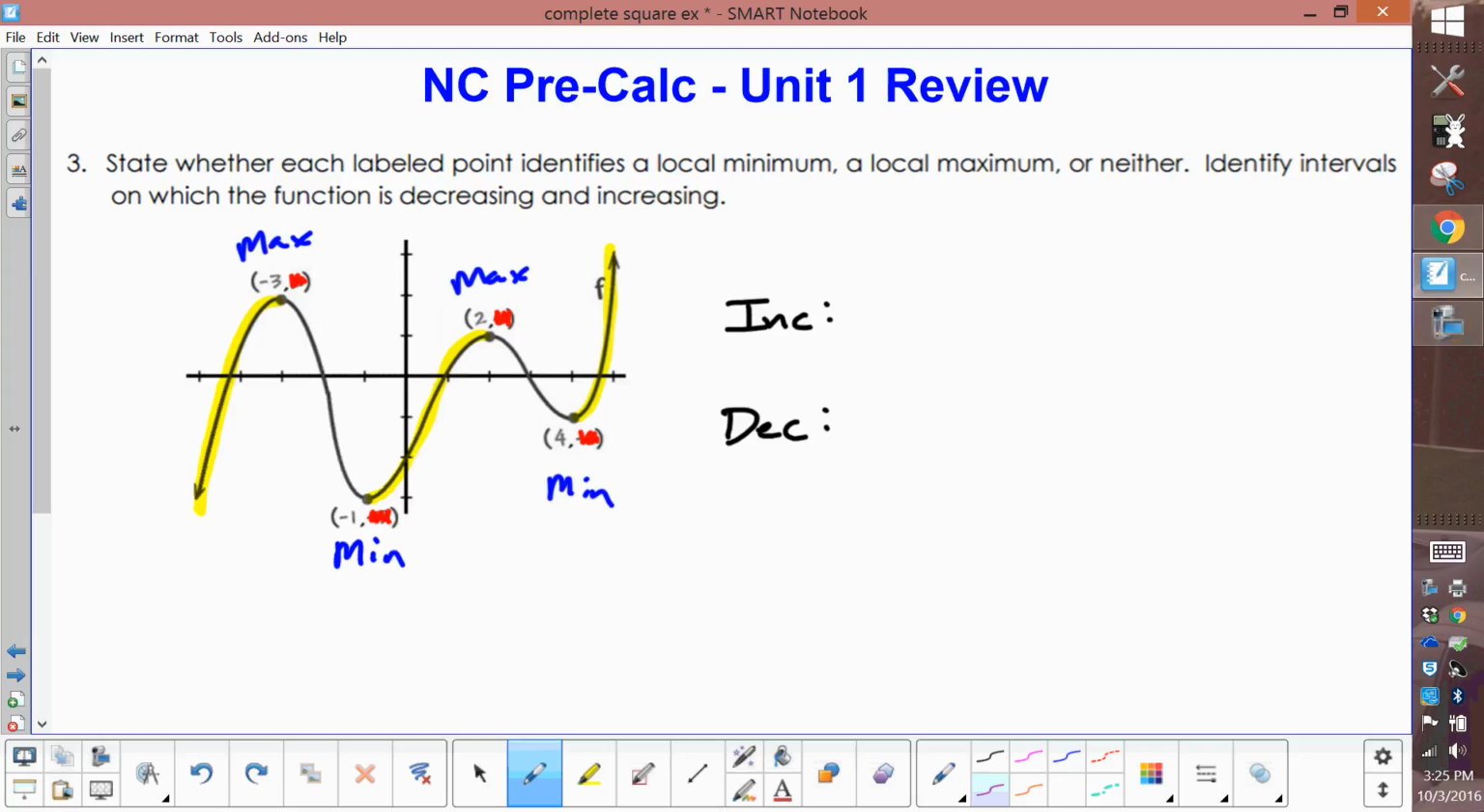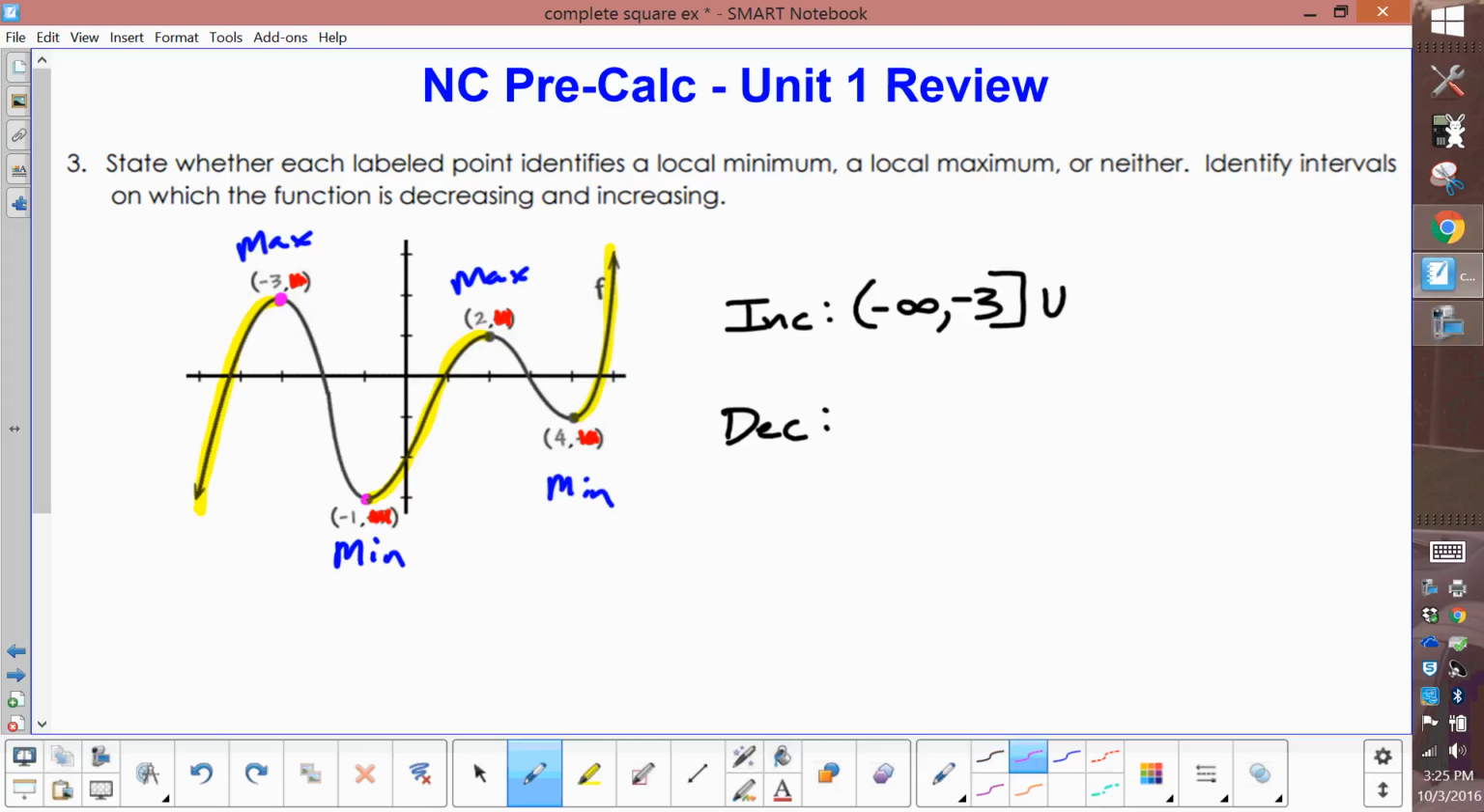So increasing. I'm coming from the negative direction from that arrow. So negative infinity, and then you'll notice I have a closed circle up here at an x value of negative 3. So negative 3, close bracket. And then I'm going to have a union. Okay?